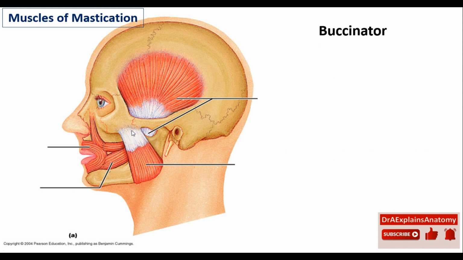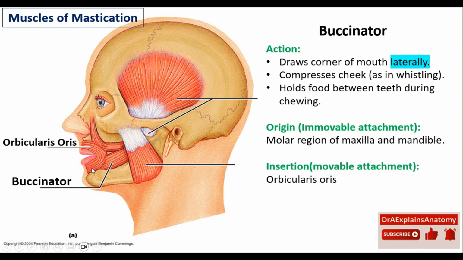Moving to the buccinator muscle, which is one of the muscles of mastication. That is the buccinator muscle, whereas this is the orbicularis oris muscle. The action, it draws the corner of the mouth laterally. So it pulls the corner of the mouth laterally, also compresses the cheek as in whistling. It holds the food between the teeth during chewing.